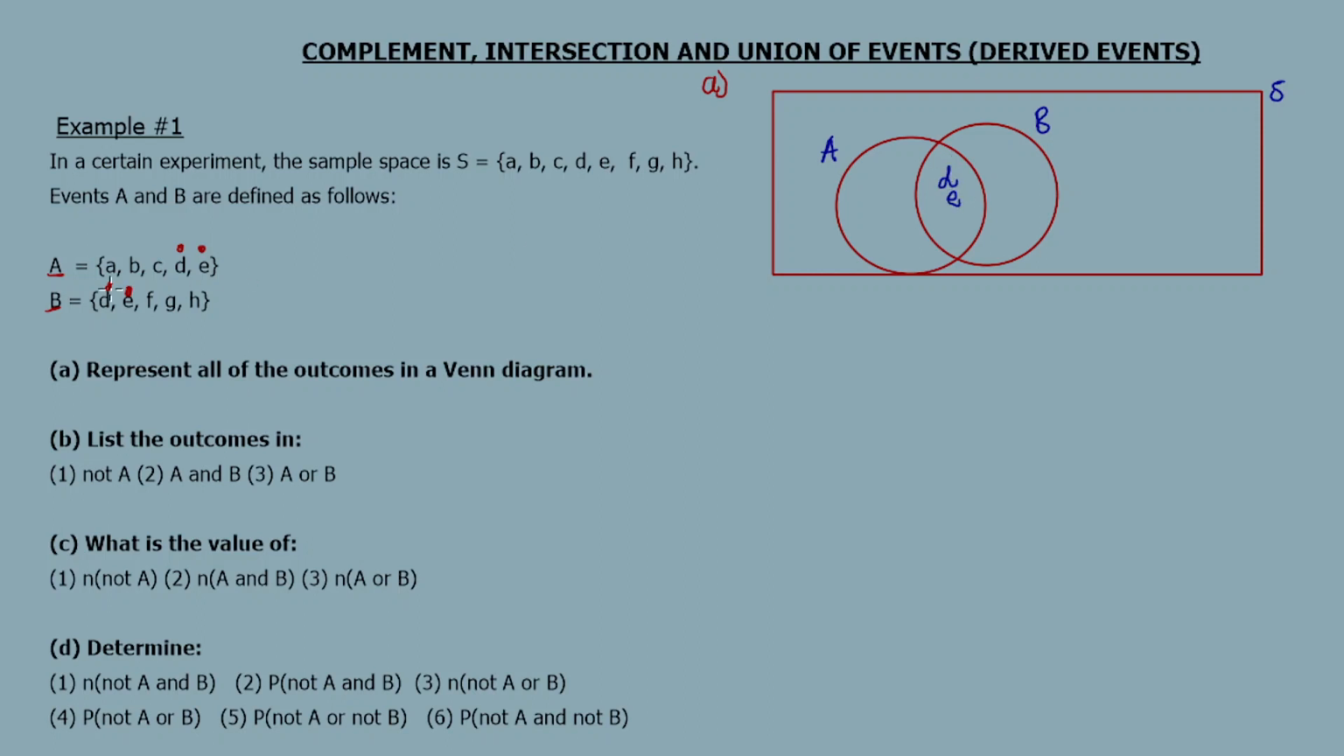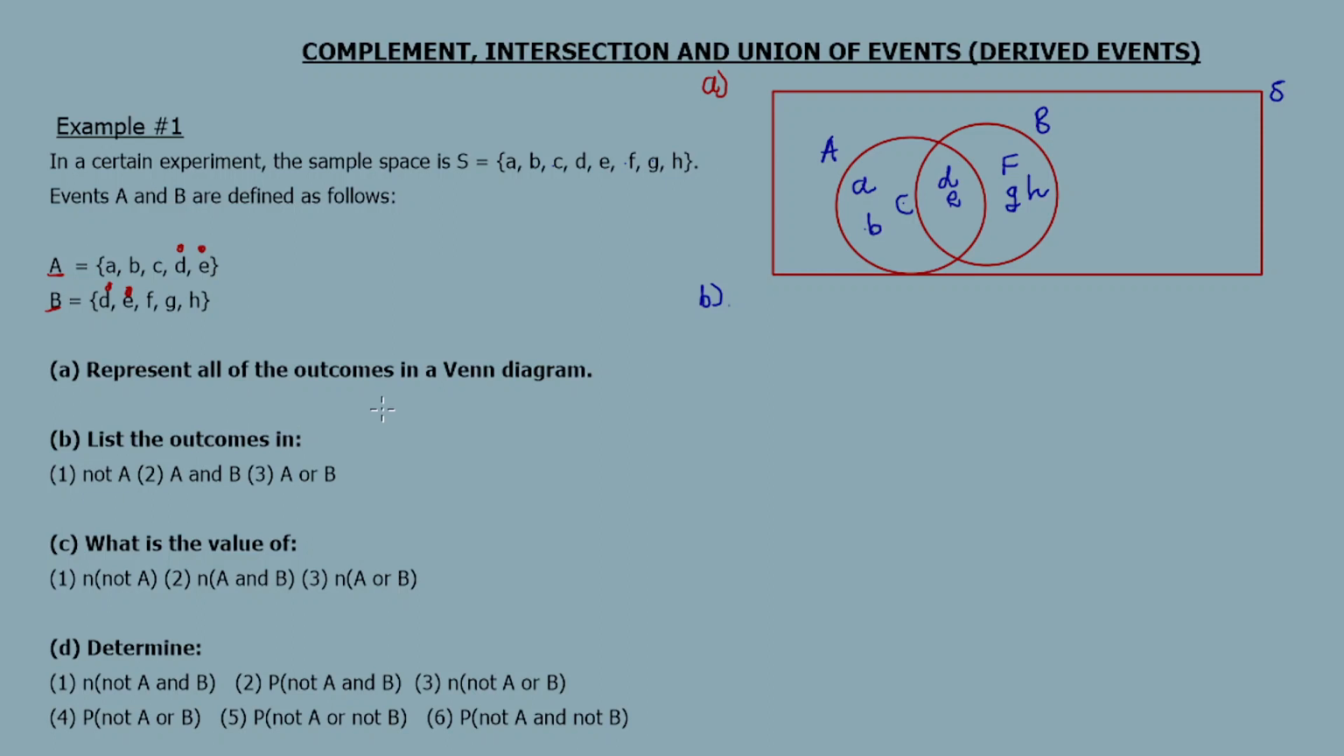Then in A we have A, B, C, inside A but not in the intersection zone, and then in B we have F, G, H. Is there anything else? A, B, C, D, E, F, G, H, no. That is complete, 1, 2, 3, 4, 5, 6, 7, 8 in the sample space.